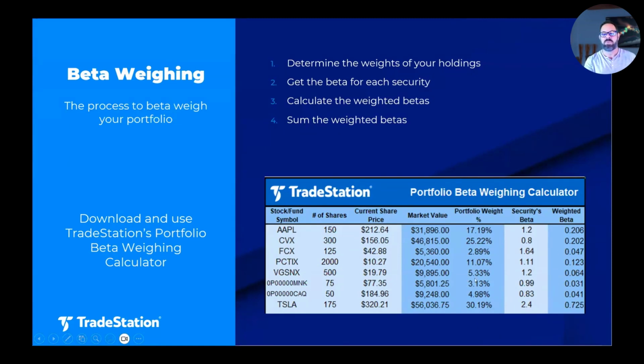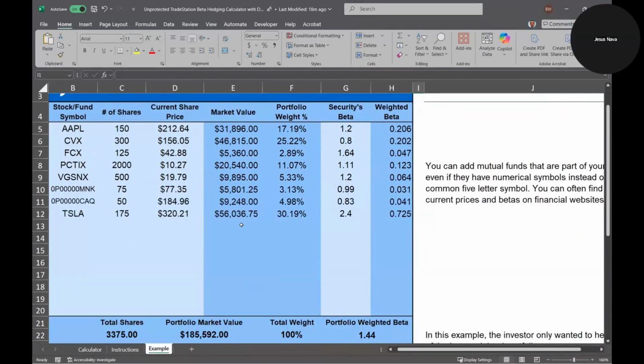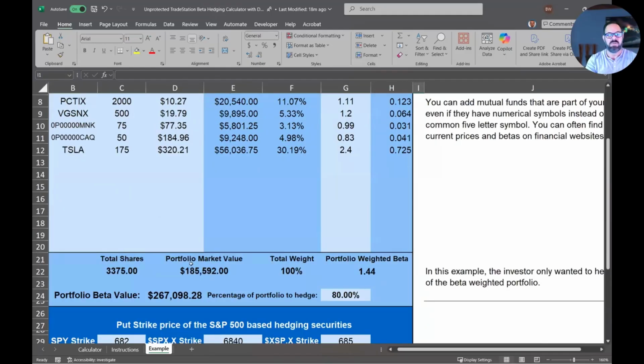So we get that portfolio weighting multiplied by the beta, and we're going to get our weighted beta for that particular security. We're just going to sum together those weighted betas. Again, the calculator will do that for you. I'm going to go to the sample here and scroll down. You can see adding together the entire market value. We have the entire value of their portfolio, just under $200,000, 100% weighting.